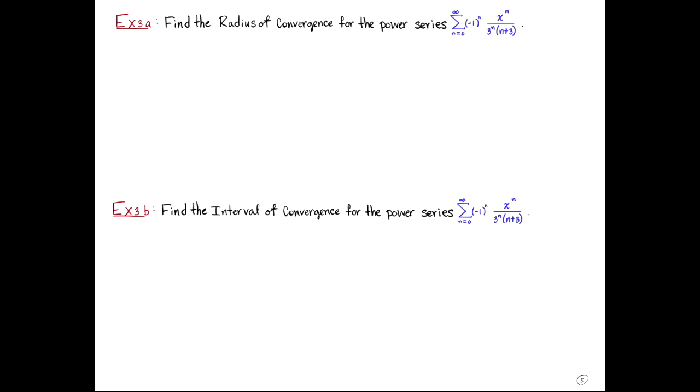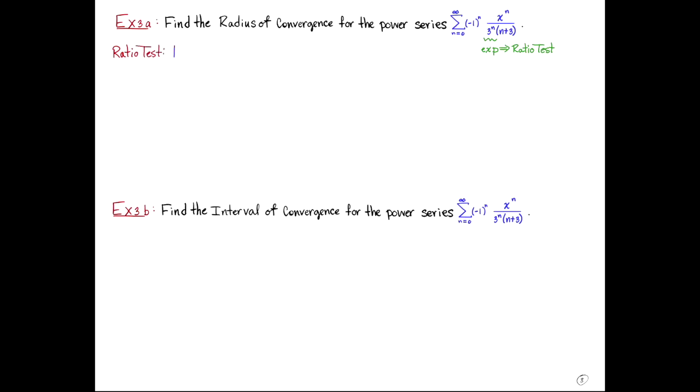Example 3. We want to find the radius of convergence and later the interval of convergence for the power series from n equals 0 to infinity of -1 to the n times x to the n over 3 to the n times (n plus 3). Our series has an exponential, the 3 to the n, which is our clue that we should use the ratio test. Begin, as always, by naming your test.